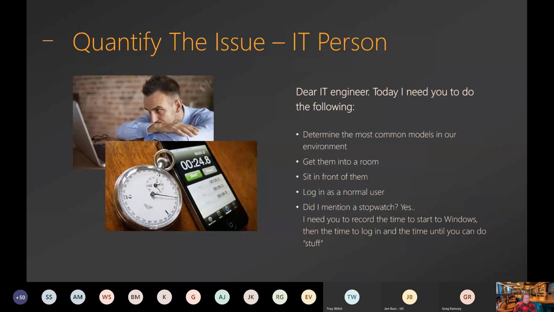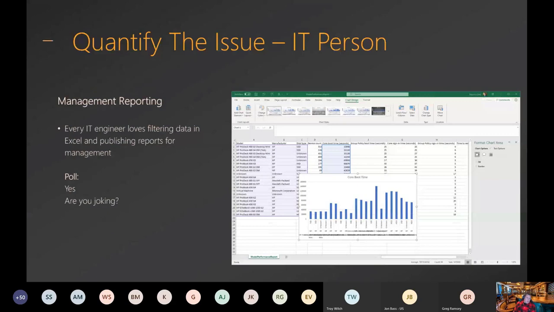You can run group policy modeling till you're blue in the face, but until you actually sit down and try and see what it looks like for the end user, there's a lot of variables you don't know. So what Microsoft have done there is they've taken all of this and put it into something called Endpoint Analytics. That saves you from sitting down and doing management reports. In the screenshot, I've just grabbed something from Endpoint Analytics, but this is something you would possibly have done manually before. And every IT engineer loves filtering data in Excel and publishing reports for the manager, right?